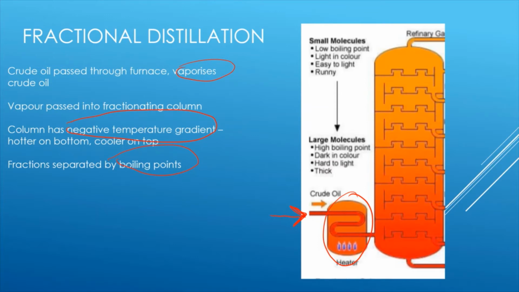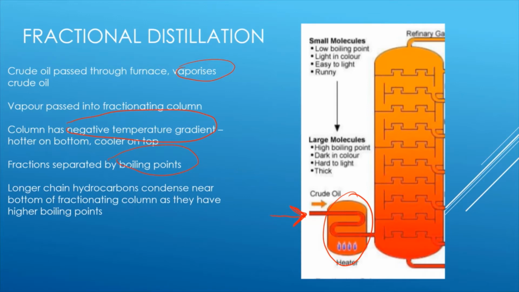As we know, the fractions differ in their boiling points, so this is what is used to separate them in fractional distillation. The longer chain hydrocarbons, which contain more carbons and more hydrogens, condense near the bottom of the fractionating column as they have higher boiling points. As you might know, the bigger the hydrocarbon is, the higher the boiling point would be because of van der Waals forces. That's why it would go near the bottom. If it was a small hydrocarbon chain, then it would condense near the top here.